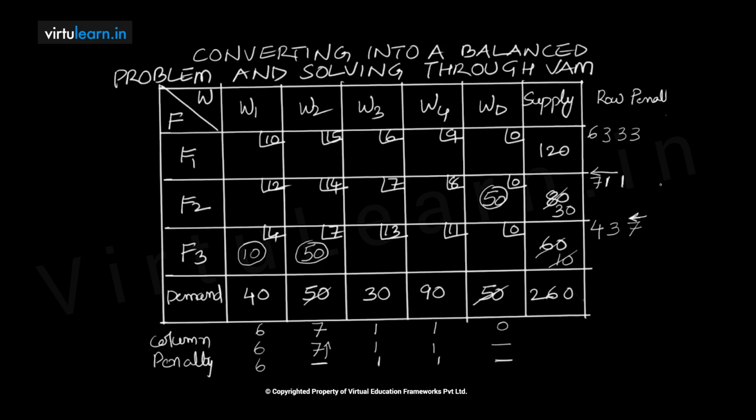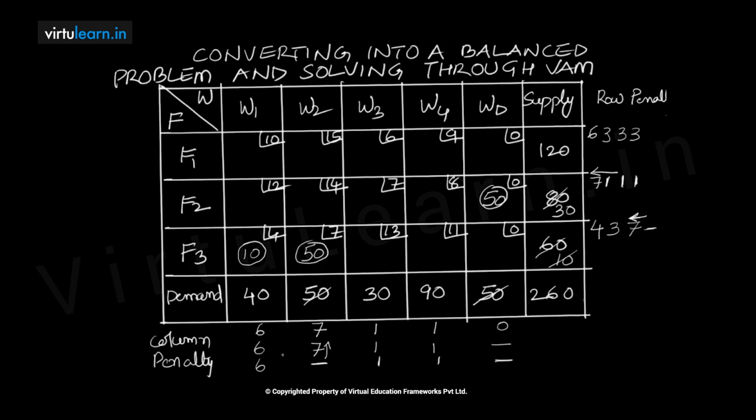W4, same again 1, so write 1 here. Then here, since there is no units available, we'll put hyphen. That means it is no longer applicable. Then we look at here.